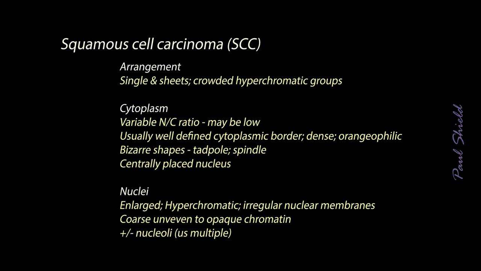Cytoplasm, especially on the more differentiated cells, is very squamoid, so it's got a well-defined border to it, it's dense, and it can be extremely refractile and orangiophilic. Often you'll see bizarre shapes, tadpoles, spindle shapes. The nuclei tend to be centrally placed unless it's a weird caudate cell. Nuclei typically are variable, enlarged, hyperchromatic, and have irregular nuclear membranes, may be spindled in shape, and have coarse, uneven chromatin, and sometimes multiple nucleoli.